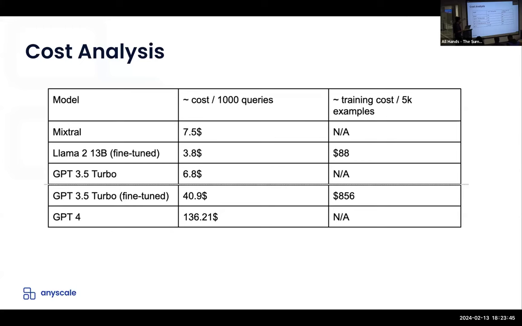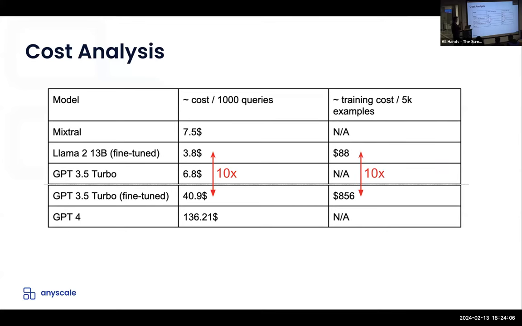Let me show just these two. It's 2x cheaper than the other things, and almost 10x cheaper than when you do fine-tuning with OpenAI. And I guess GPT-4 is out of the question. No one can really go into production with that type of cost, right?